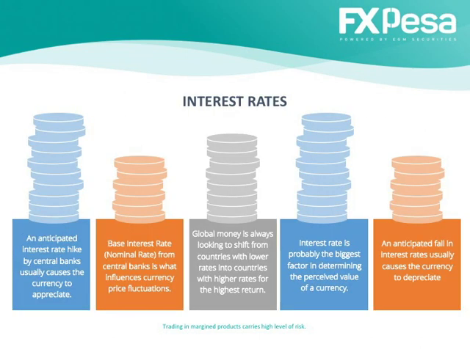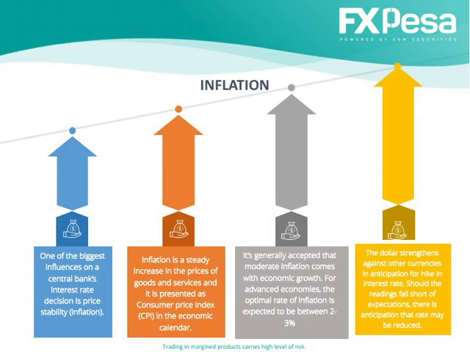On the first fundamental analysis, we look at interest rates. Interest rates are probably the biggest factor in determining the value of a perceived currency. An anticipated interest rate hike by the central banks will usually cause a currency to appreciate, and an anticipated fall in interest rates usually causes the currency to depreciate. The base interest rate, or rather the nominal rate from the central banks, is what influences currency price fluctuations. And the global money is always looking to shift from countries with lower rates to countries with higher rates for the highest returns.